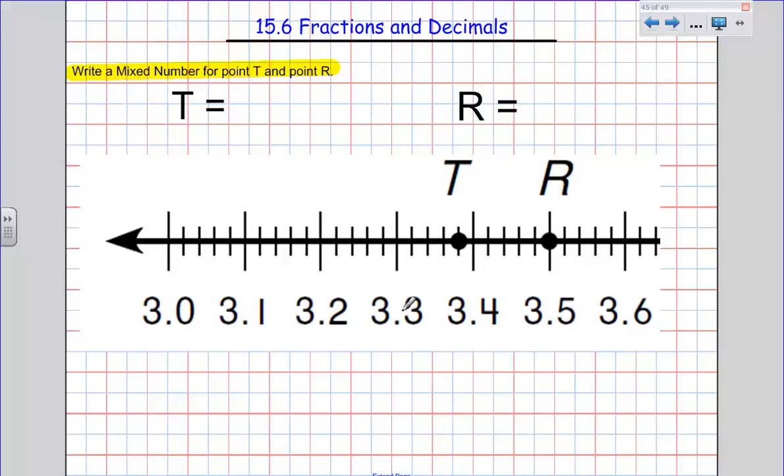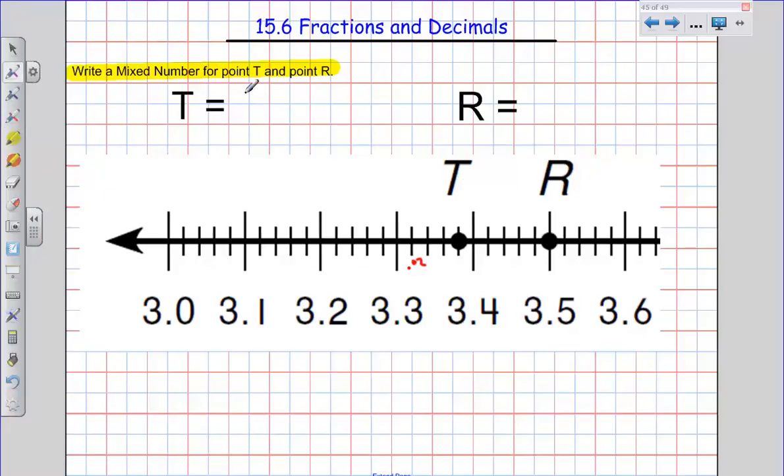So I see that 3.3 is here with a big slash, and 3.4 is here. So now I have to find out how much is each one of these little slashes in between worth. Well, if this is like 3.30, this is going to be worth 0.02, 0.04, 0.06, 0.08, 0.10. So each little hash is going to be worth 2 hundredths. Okay, so T is going to be worth 3.3 for sure.